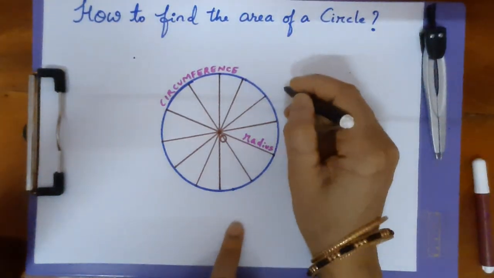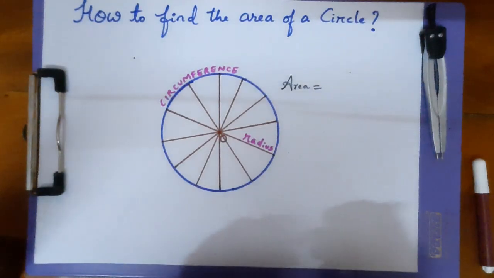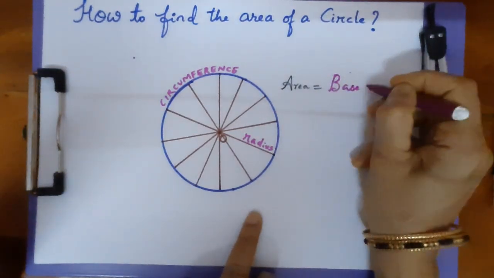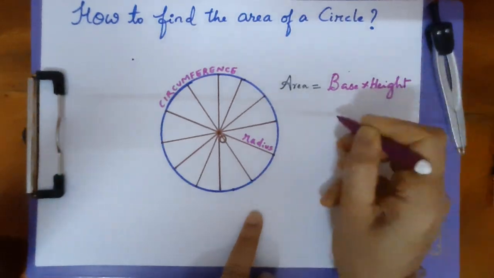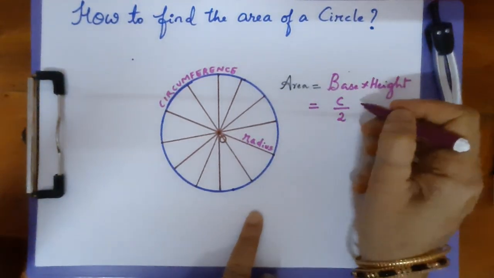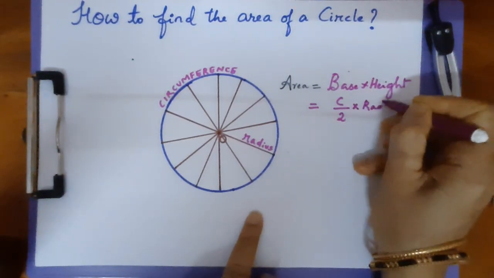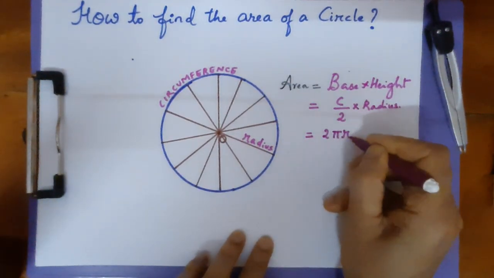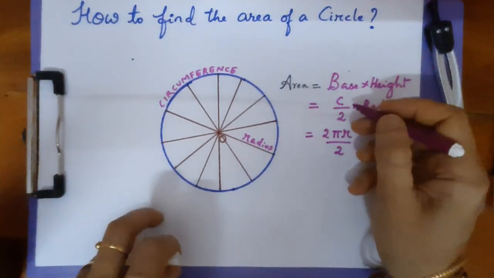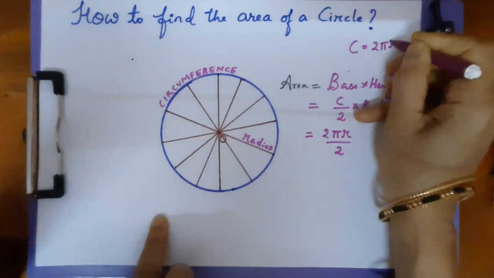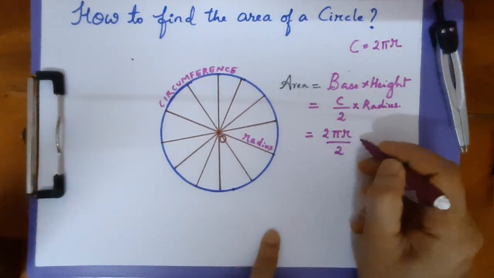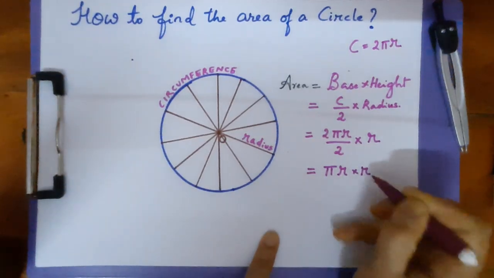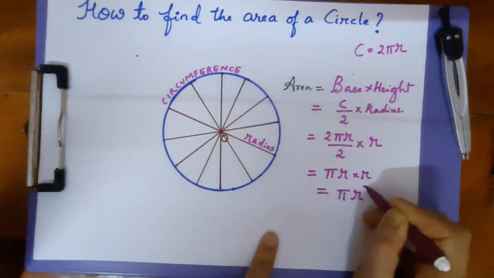So now the area of this circle is nothing but the area of the parallelogram, which is equal to base into height. The base is half of the circumference. The height is the radius. Half of the circumference is 2 pi r by 2. We have already derived the formula for circumference: circumference is 2 pi r. So 2 pi r by 2 into r is nothing but pi r into r, which is pi r square.